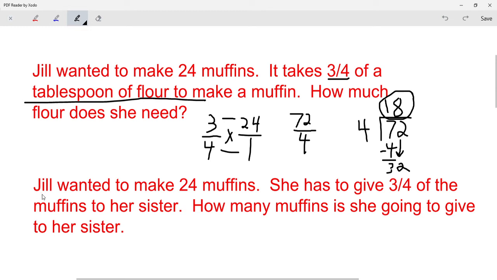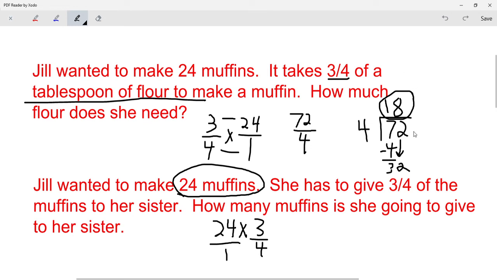So look at this second one. Jill wanted to make 24 muffins. She has to give 3/4 of the muffins to her sister. How many muffins is she going to give to her sister? So this one, we have a whole amount and we are trying to figure out a certain fraction of it. And actually, this is exactly the same equation. It's 24 times 3 over 4. And it would be the same answer.